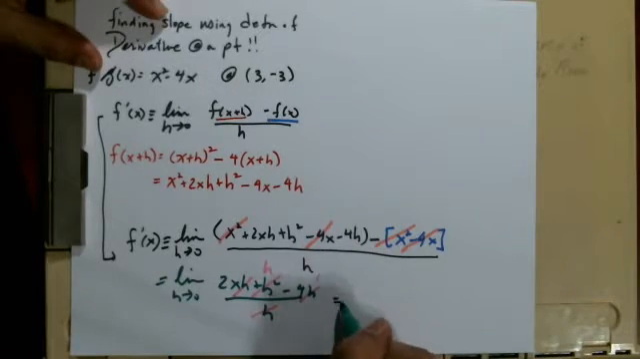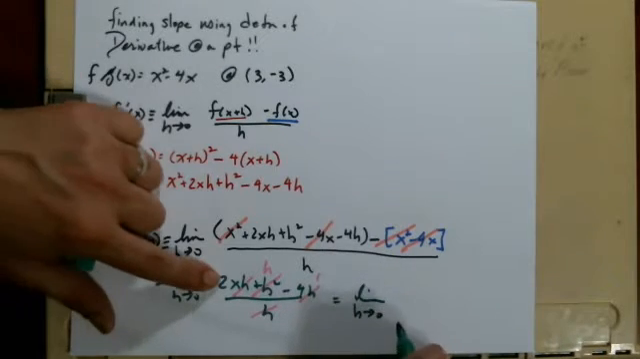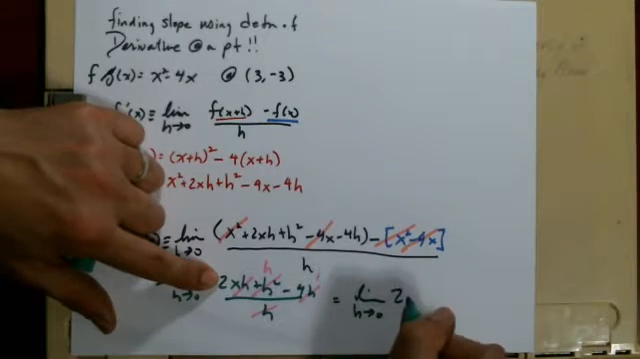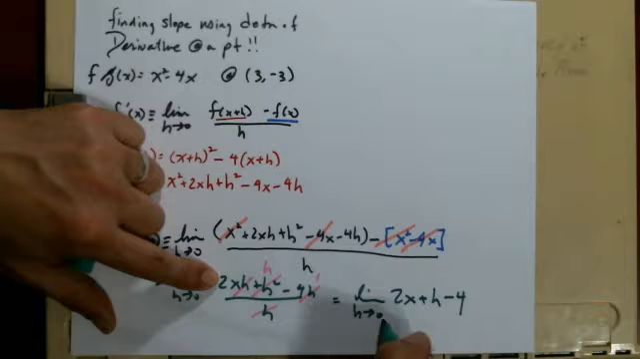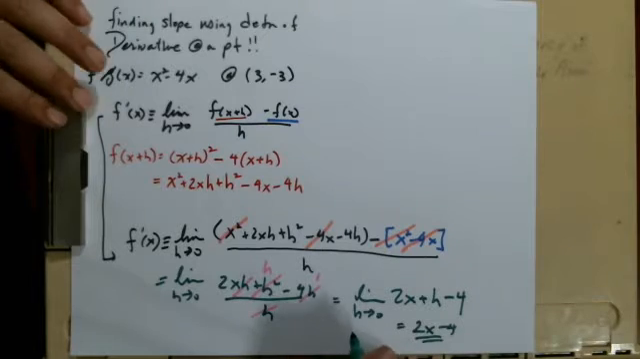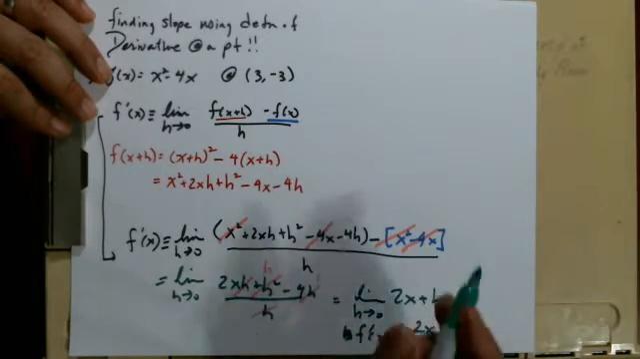So we plug it in. It's the limit as h approaches 0 of 2x plus h minus 4. And now we can plug in h equals 0 in here. You get 2x minus 4. We're almost done. That is f prime of x, right?